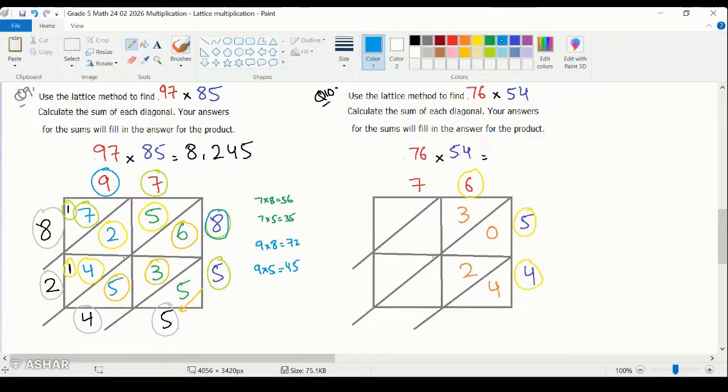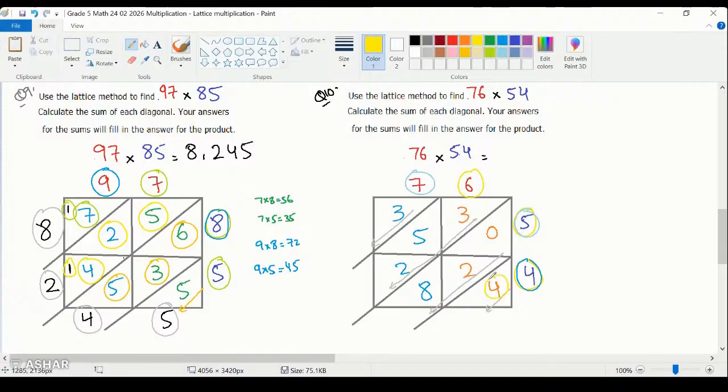Now let's see 7. 7 multiplied by 5 is 35. And 7 multiplied by 4 would be 28. Once we have all these values, we need to add the diagonals, right? Let's add the diagonals. This is the first diagonal, second diagonal, third diagonal, and the fourth diagonal. Agreed? So let's add the numbers.